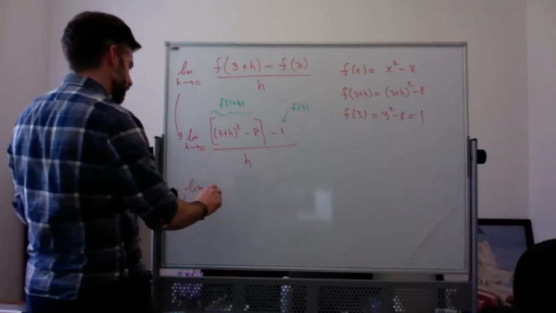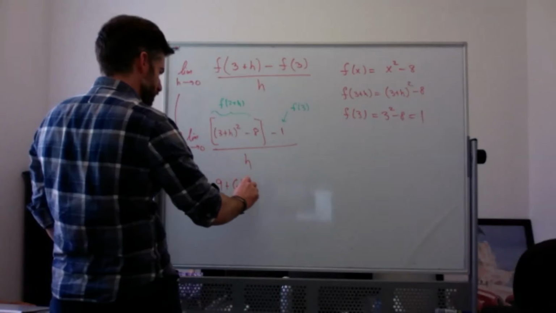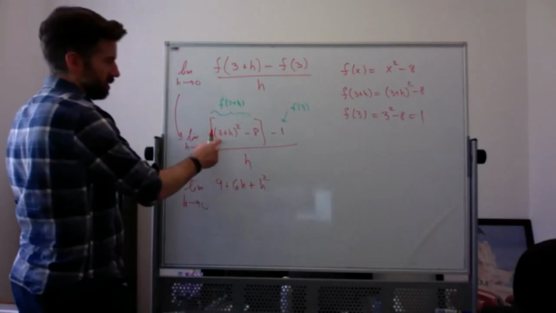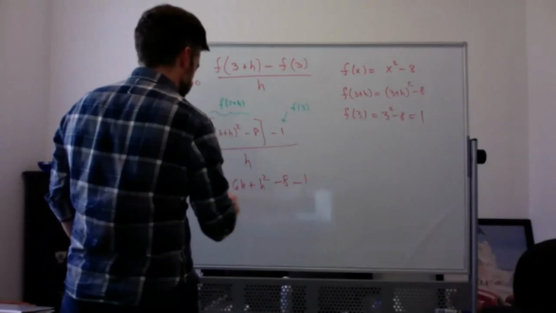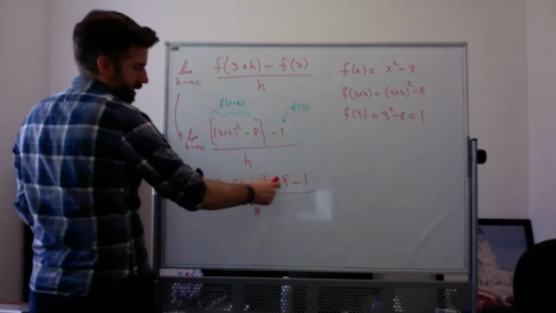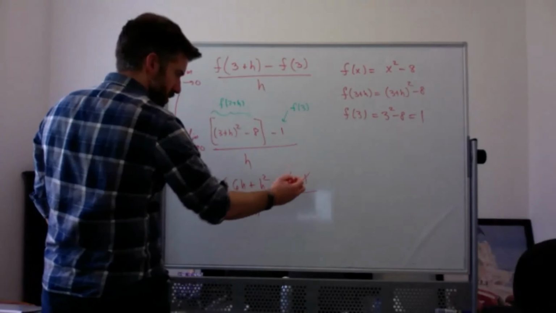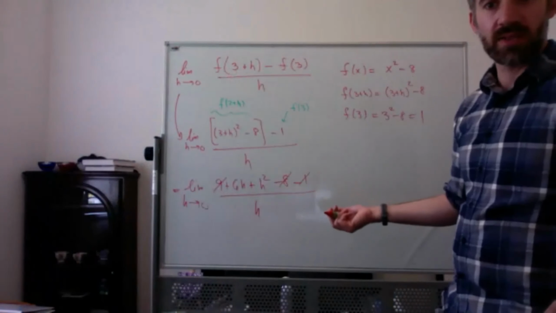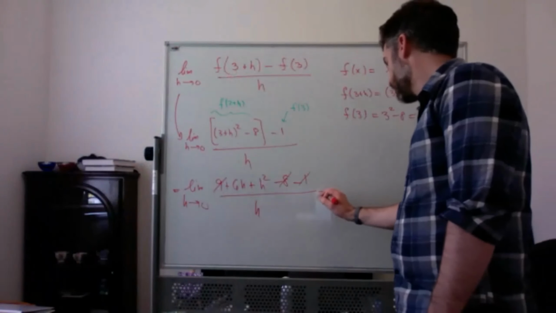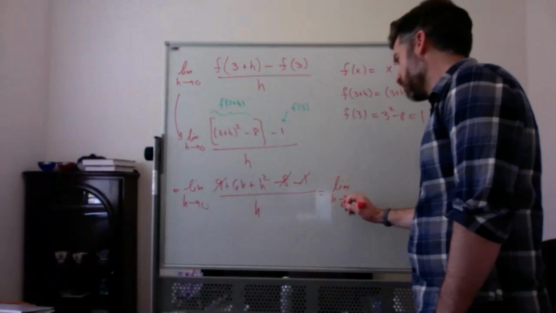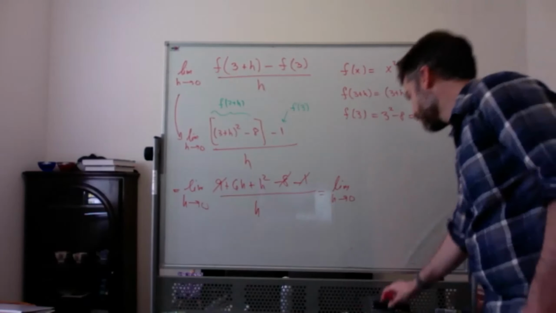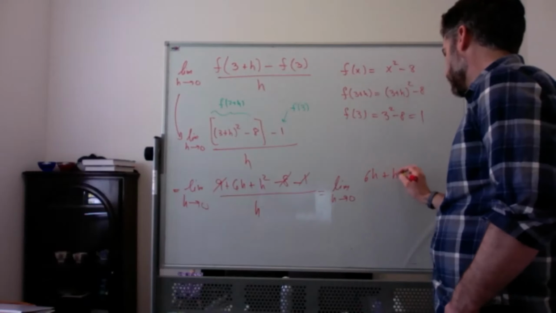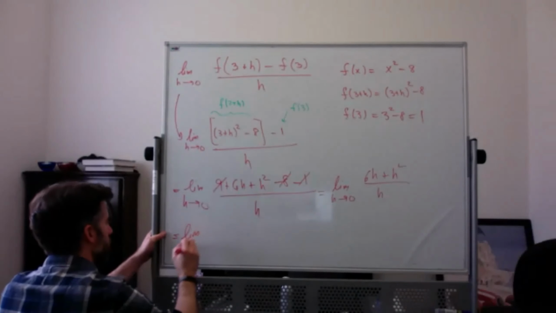3 plus h quantity squared is 9 plus 6h plus h squared, right? It's 3 squared plus 2 times 3 times h plus h squared, minus 8 minus 1, all over h. But 9 minus 8 minus 1 is 0, so this cancels out. And look, all the non-h things cancel. The rest of the things have an h. The limit as h goes to 0 of 6h plus h squared all over h.